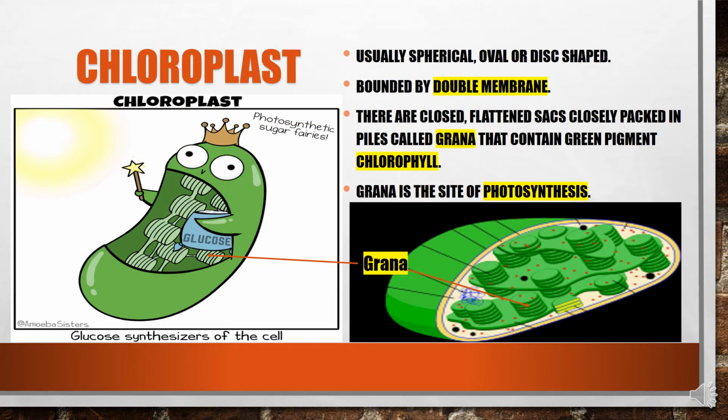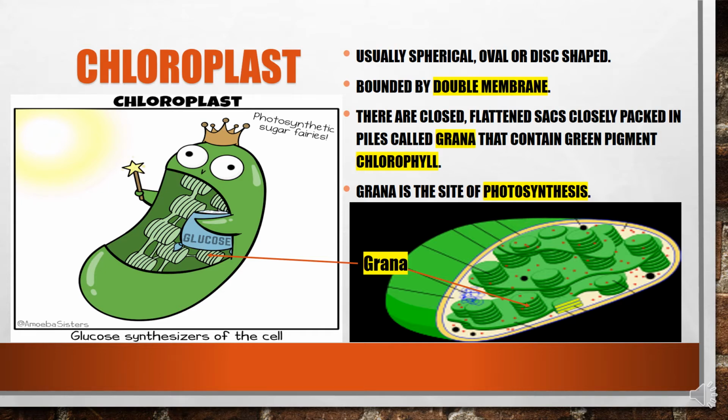So next we'll discuss chloroplast in detail. Chloroplast is a spherical, oval or disc-shaped organelle present mainly in plants or algae, and these are bounded by a double membrane layer. Once we have discussed mitochondria, that is also bounded with a double membrane. Similarly, this chloroplast is also bounded with a double membrane. Similarly, the outer membrane is thinner and the inner membrane is quite folded.